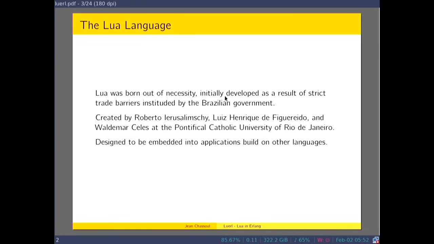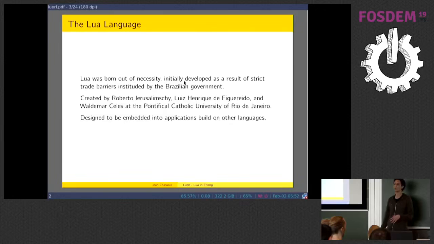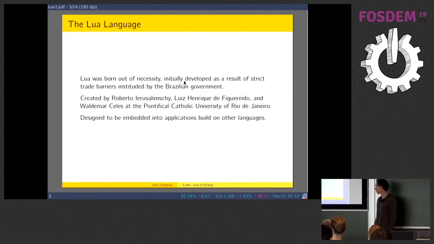A little bit about Lua. Lua was born out of necessity, initially developed as a result of strict trade barriers instituted by the Brazilian government. Apparently around that time, you could not import software, so they built this language for their own purpose. It was created by Roberto Ierusalimschy, Luiz Henrique de Figueiredo, and Waldemar Celes at the Pontifical Catholic University of Rio.